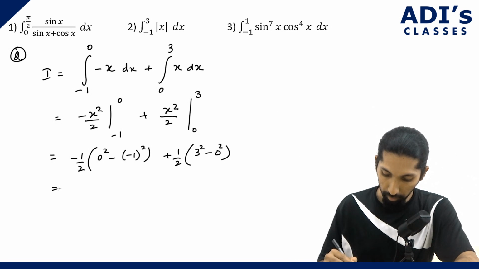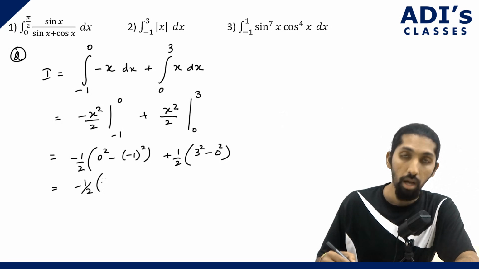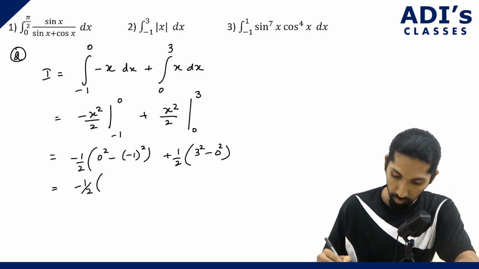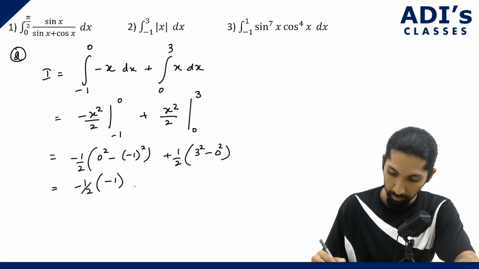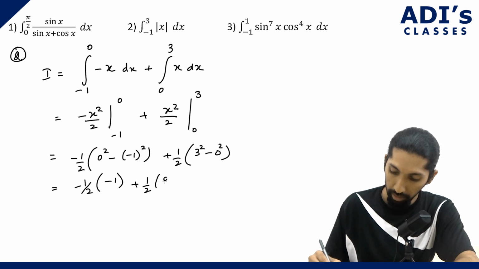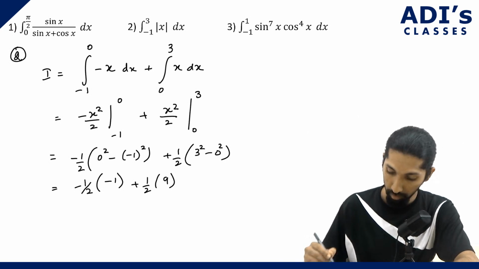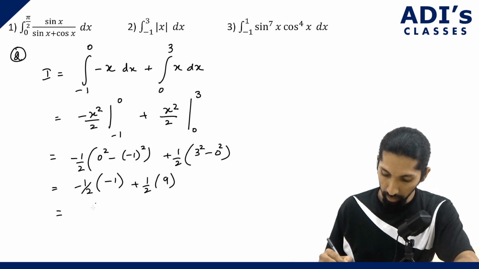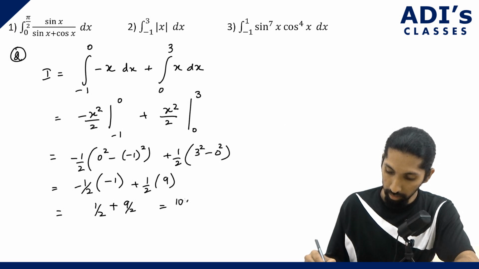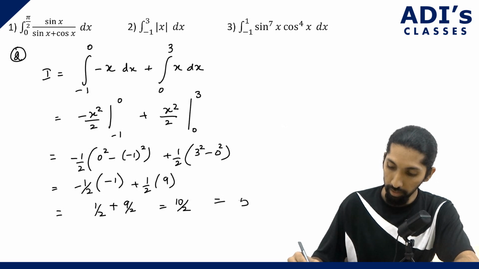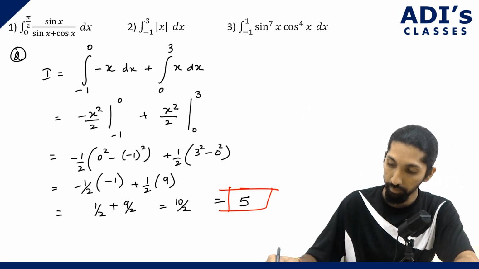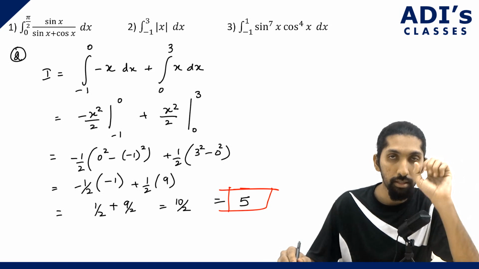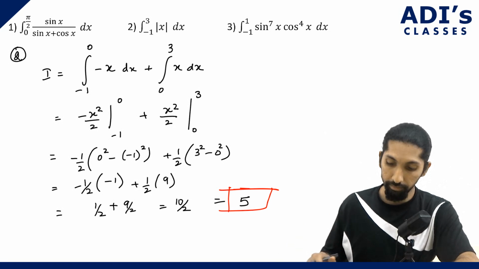So what do you get now? Minus half into 0 minus 1, plus half into 9, right? So you end up with 1 by 2 plus 9 by 2, which is 10 by 2. So the final answer is going to be 5. 5 is the final answer for the second one.